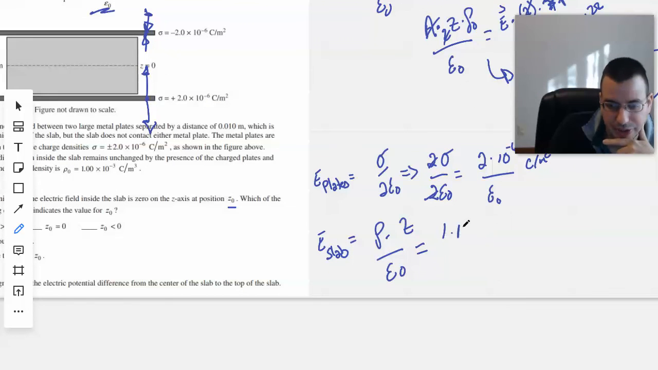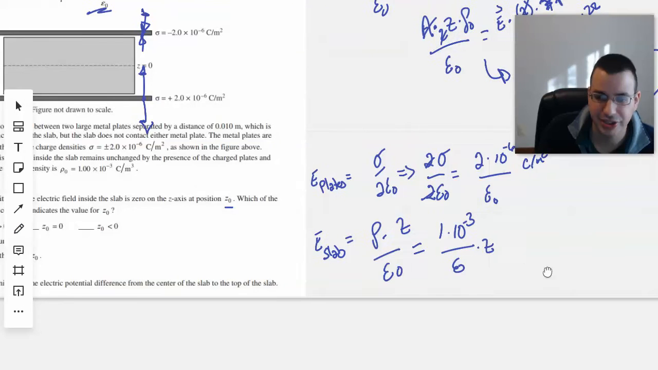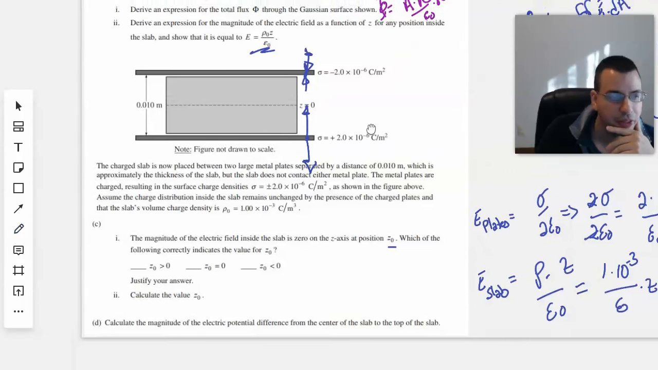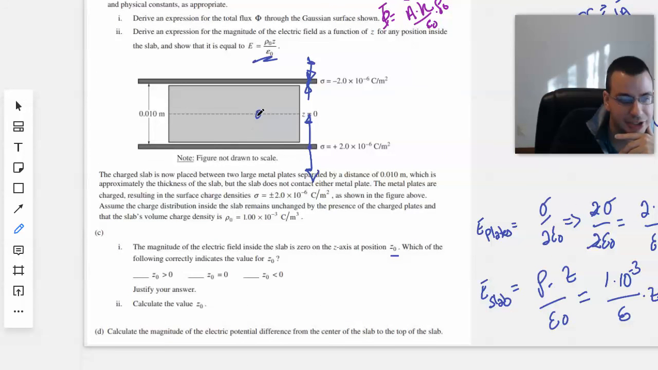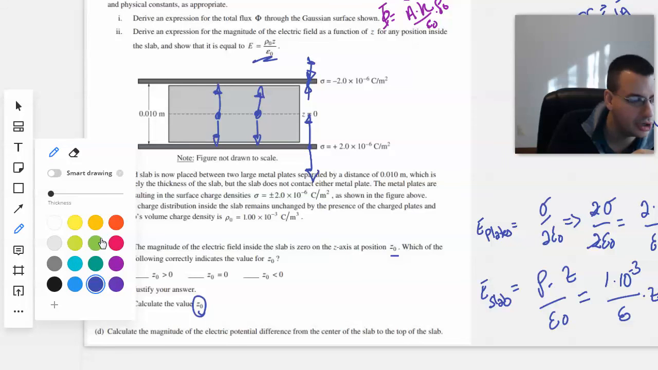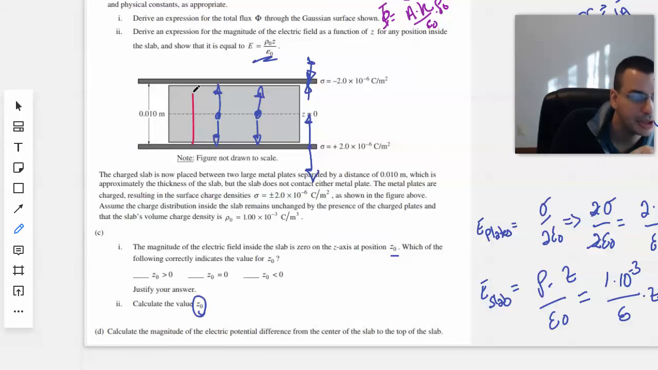So 1 times 10 to the negative third over epsilon naught times z. And then if we set these equal to each other, the electric field from the slab is going this direction and it's going that direction. Oh, we don't have to calculate z until the second part. Oh well. Alright, so it's going up and going down, and then the electric field from the plates is going this way. So the only place where they would be able to cancel each other out at all is in this area.